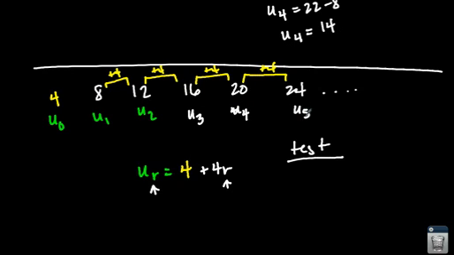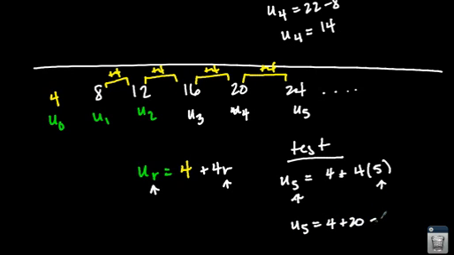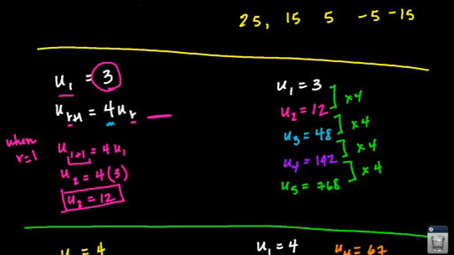Let's try U sub 5. Okay, so I'm going to test for U sub 5 and make sure it works. If I have a 5 here, I have to have a 5 wherever there's another R, which happens to be here. So I end up with 4 plus 20, and that equals 24. So if I go up here, look at that, U sub 5 has a value of 24, so this is a correct rth rule.